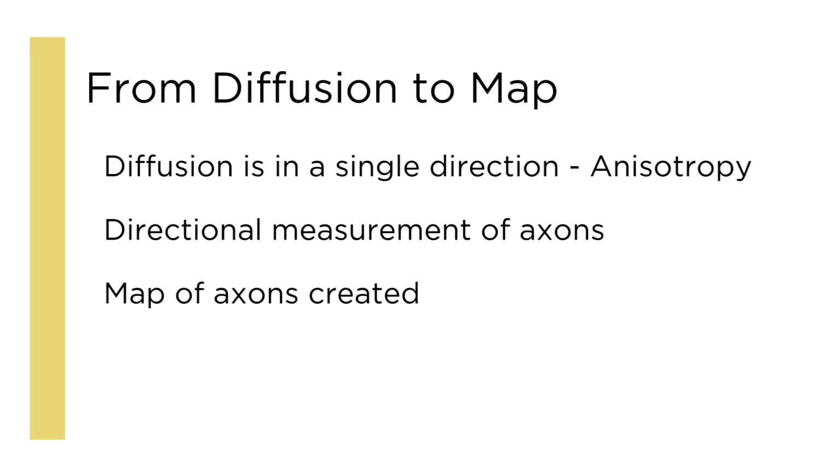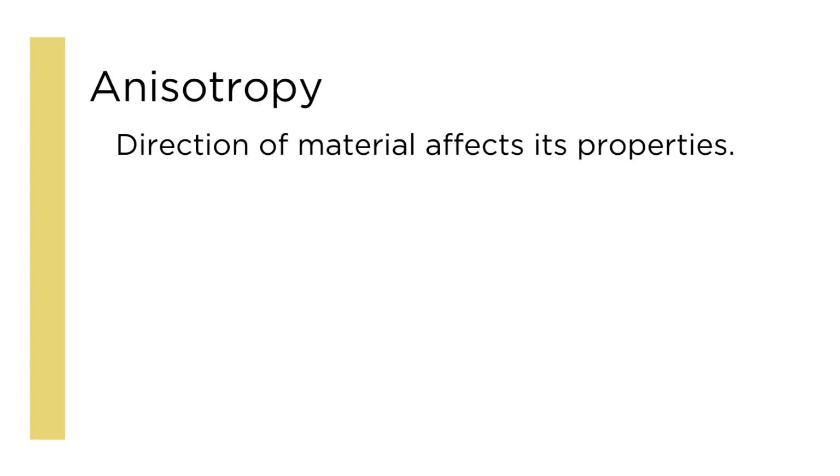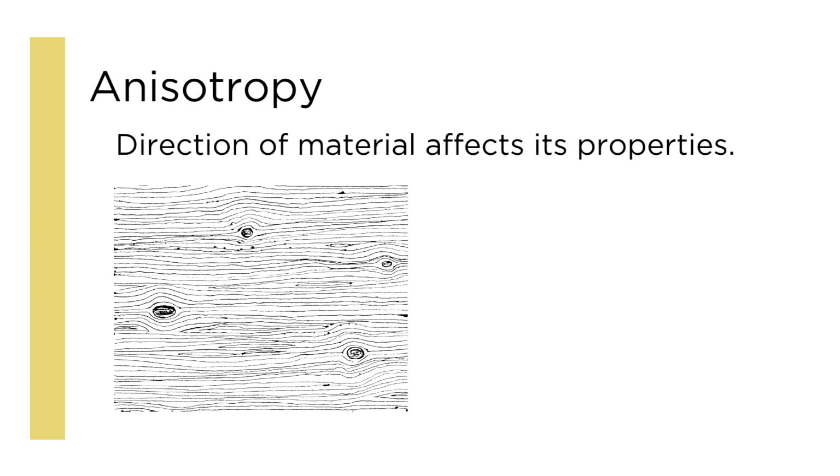How is water diffusion translated into a map? Diffusion within white matter occurs in a single direction, along the longitudinal axis of the axon. This principle is known as anisotropy. This one-directional flow allows for the measurement of the axons to be translated into an ellipsoid, which effectively creates a map of the axons through a mathematical combination of measurements from the different directions. The concept known as anisotropy refers to how the direction of a given material affects its physical properties. This can be seen through the example of wood, where the direction of grain will affect its structural strength.